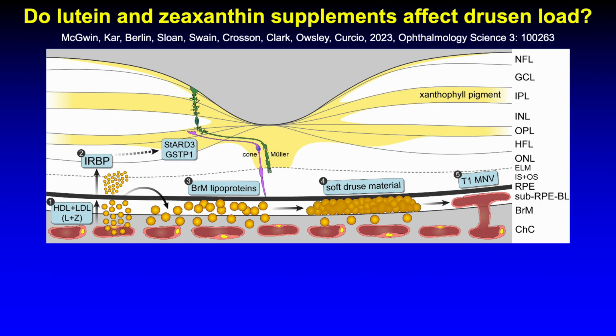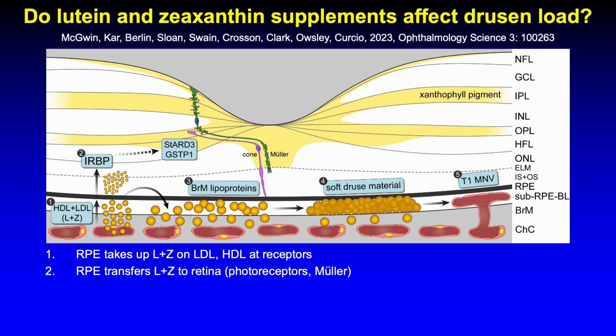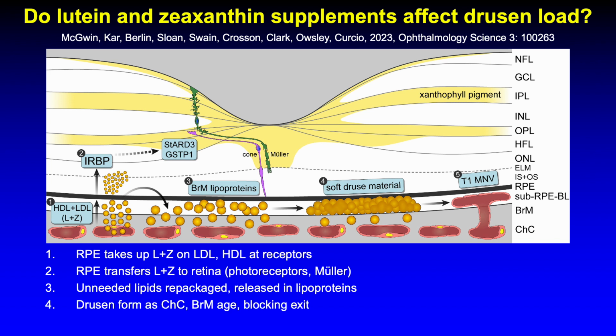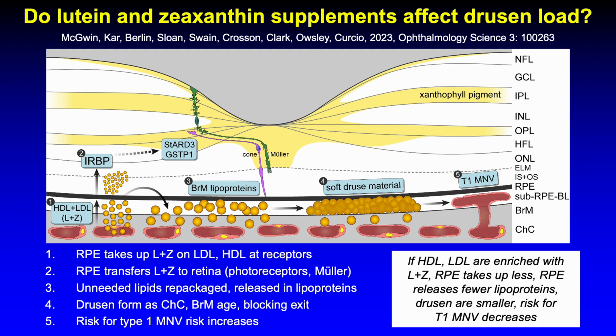My UAB collaborators and I are pursuing this hypothesis that lutein and zeaxanthin supplements may directly impact drusen formation in this manner: the RPE takes up lutein and zeaxanthin and other important essentials on LDL and HDL from plasma at receptors on the basal surface. The RPE transfers L and Z to the retina for use by photoreceptors and Mueller glia. Then the unneeded lipids are repackaged and released in lipoproteins of the RPE origin, and drusen form as choriocapillaris and Bruch's age, blocking exit, and the risk for type 1 macular neovascularization increases.